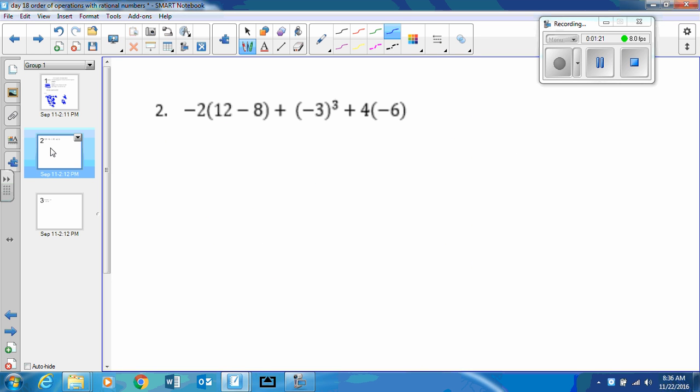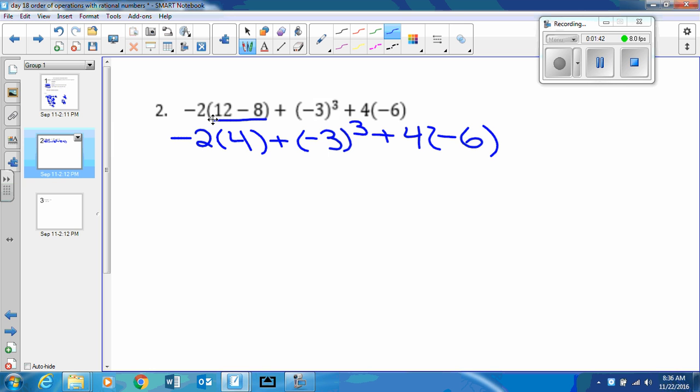Looking at our next problem, -2 times the quantity 12 minus 8 plus -3 cubed plus 4 times -6. I would start in the parentheses with 12 minus 8. That becomes 4. Rewrite everything else the way it was. Next, in this case, I would work on the exponent, -3 cubed, which remember means, if I expand it out, -3 times -3 times -3.